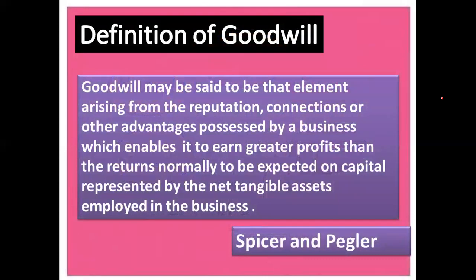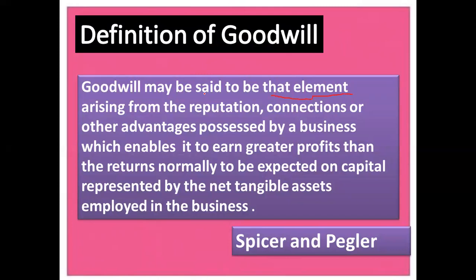This definition is given by Spicer and Pegler. Goodwill may be said to be that element arising from the reputation, connections, or other advantages possessed by a business, which enable it to earn greater profits than the return normally to be expected on capital represented by net tangible asset employed in the business. So, according to Spicer and Pegler, it is that element.